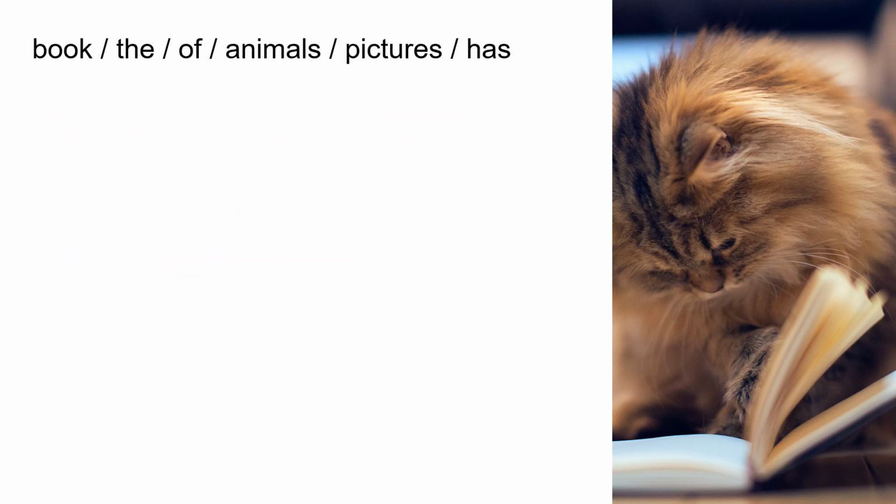Book the of animals pictures has. So we have book, animals, pictures. They're all nouns. They can be the subject. But okay, so has is the verb. And then book has something, animal has something, picture has something. So book can be the subject. Book. And then animal pictures or pictures of animals. The book has pictures.